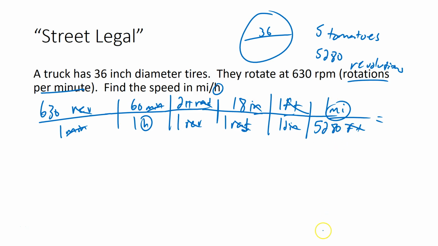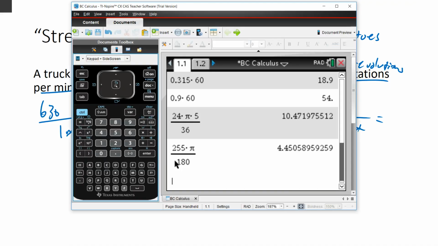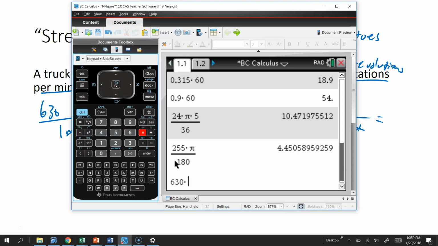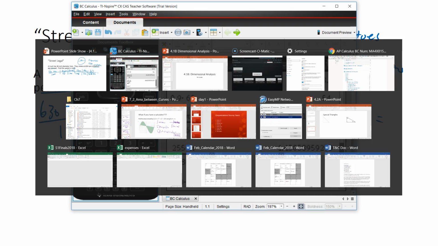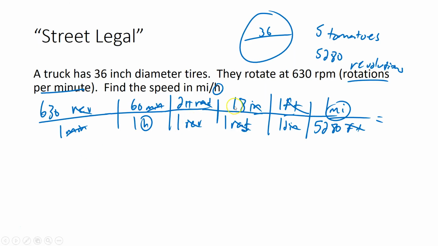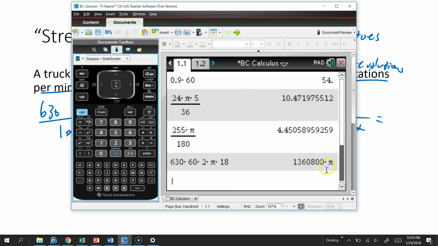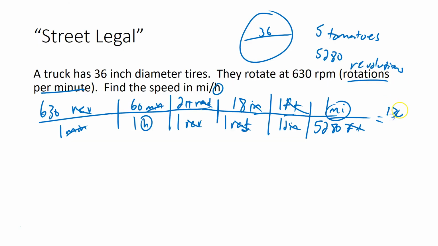In this case, we just have 1. It's not too bad. And then divide them at the end. I think that's the easiest way to do it on the scientific calculators. So let me go to my calculator. On the top, we have 630 times 60 times 2 pi, times 18. So it's 1360800 pi.